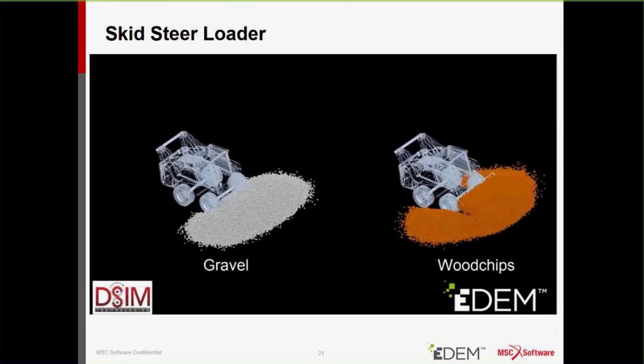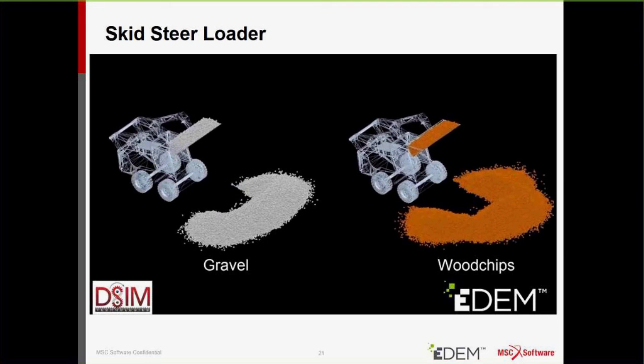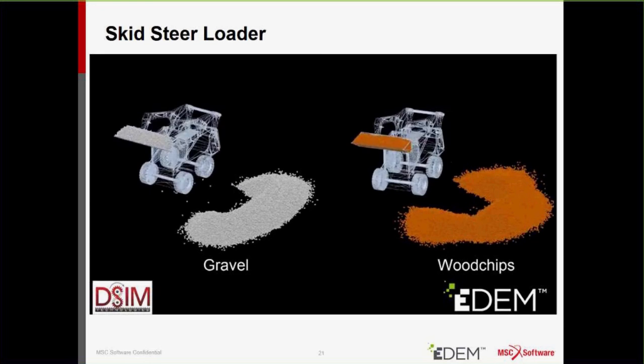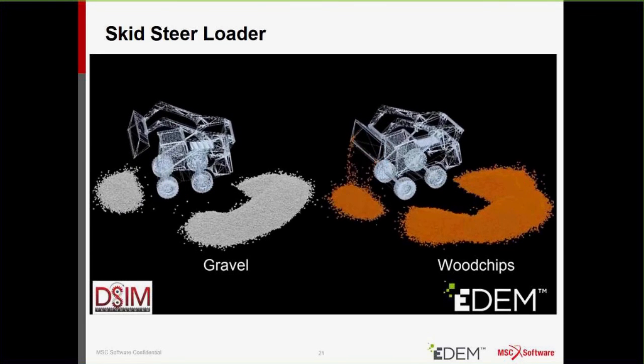The two materials we're simulating here are gravel and wood chips, and you can see how the skid steer assembly reacts to the material piles as it passes into them. I'll just let this rewind back to the start and you can see.